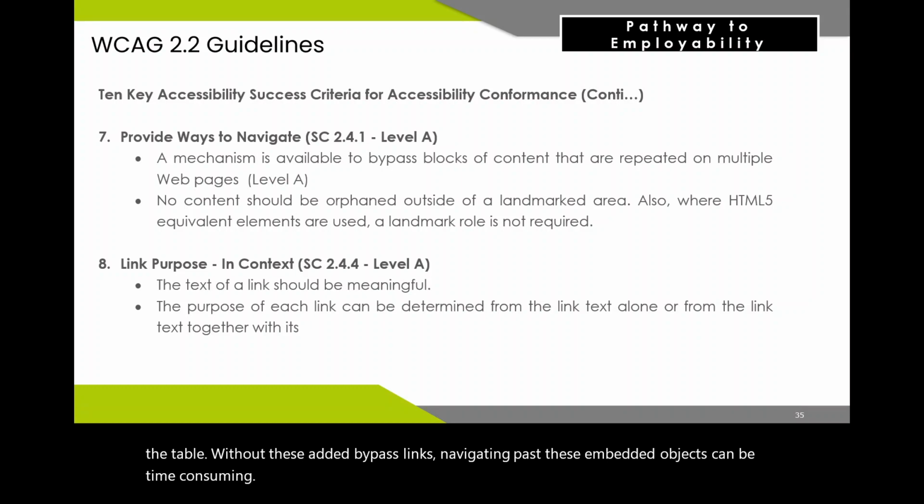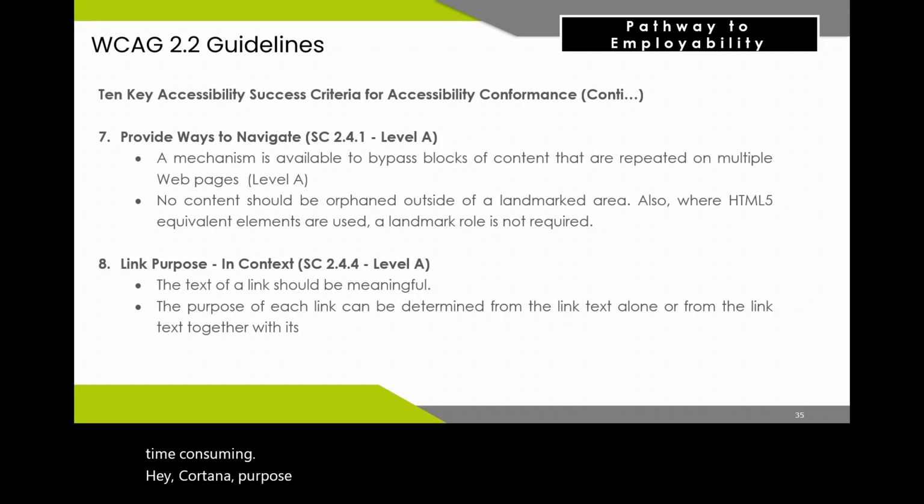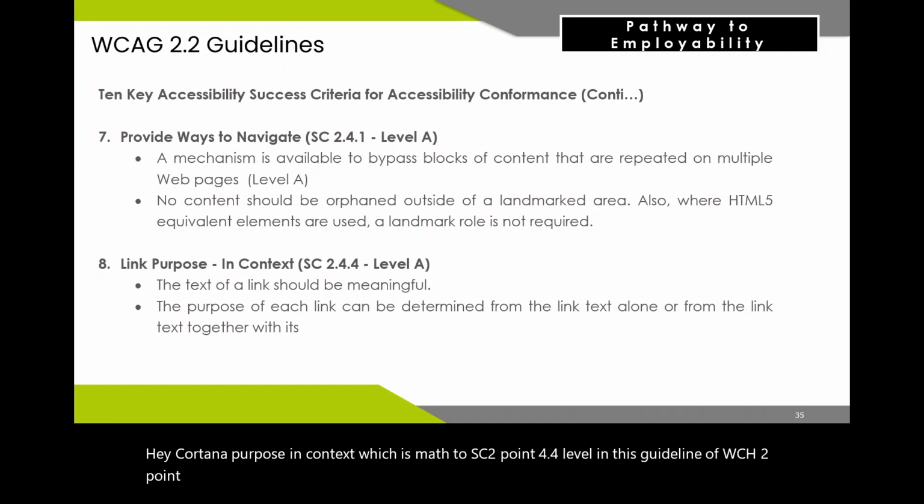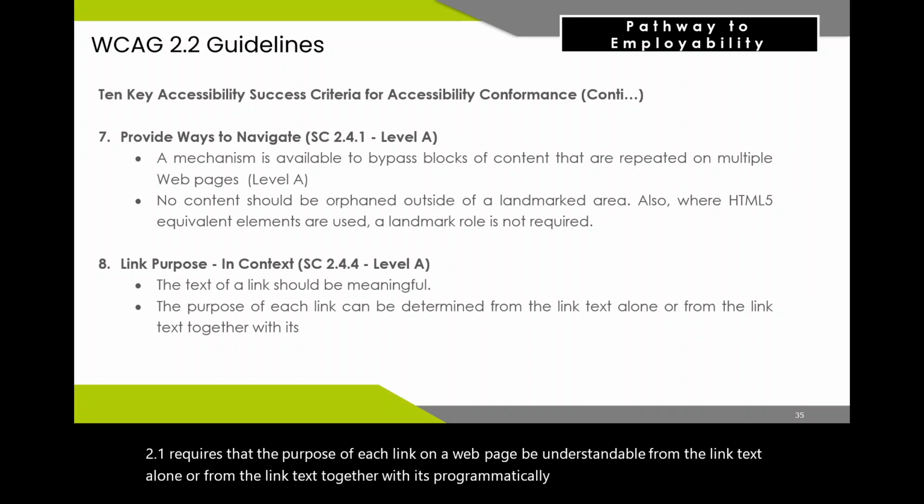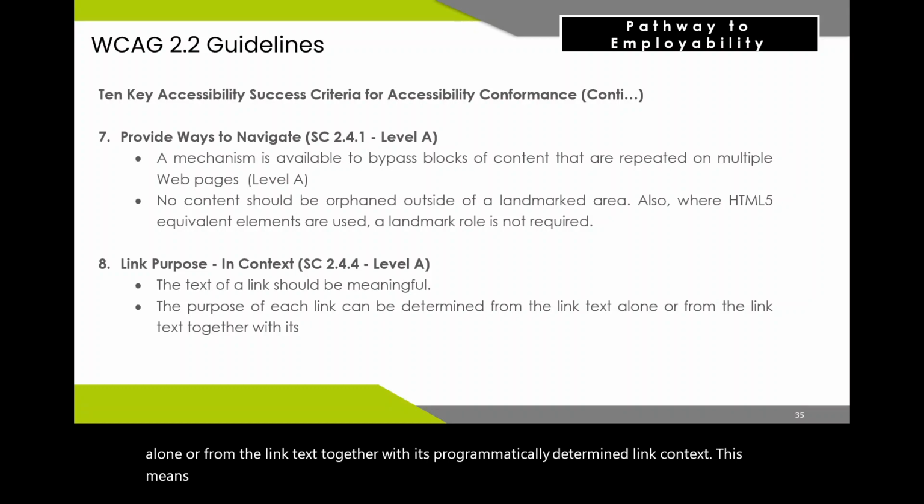8. Link purpose, in context, which is mapped to SC 2.4.4, Level A. This guideline of WCAG 2.1 requires that the purpose of each link on a web page be understandable from the link text alone, or from the link text together with its programmatically determined link context. This means that users should be able to understand what a link will do without having to read the surrounding text or use assistive technology to get more information.